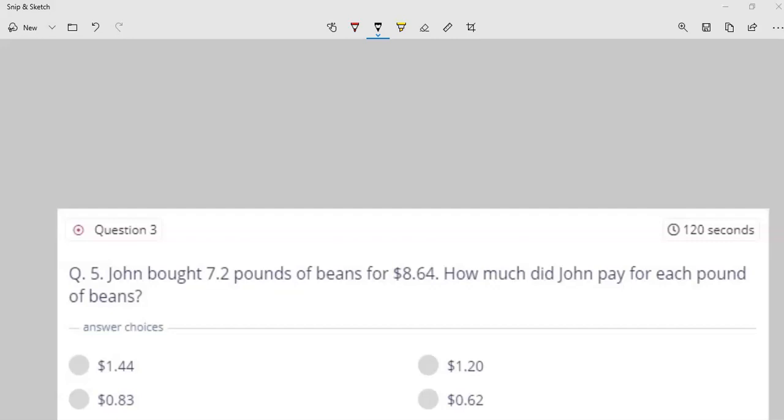Now here we are back with Quizzes Math Lesson 8, looking at some business problems applying division and multiplication. This is question number 3. John bought 7.2 pounds of beans for $8.64. How much did John pay for each pound of beans? Or another way to look at this, for 1 pound of beans. So each is meaning 1 pound.